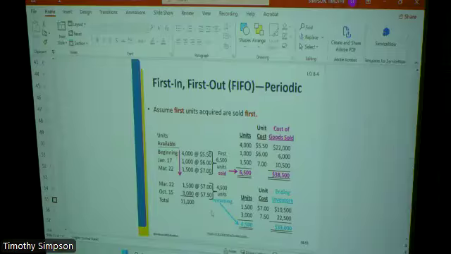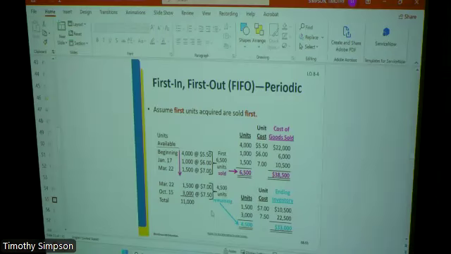LIFO is particularly problematic. When I talk about the idea of inventory evaluation being difficult to students of intermediate accounting, I'm really primarily talking about LIFO, I think. And LIFO has its own sort of issues there.